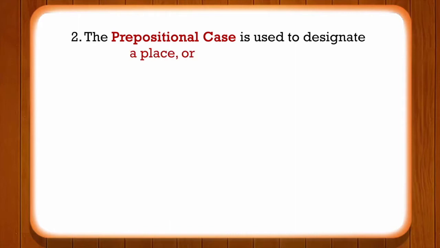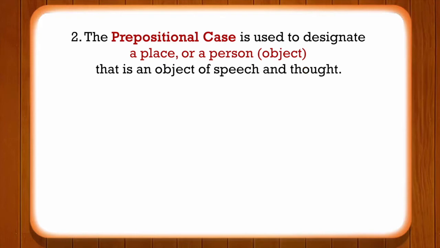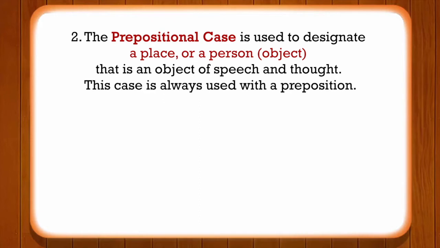In the prepositional case, as you can see, it is used to designate a place or a person or object that is an object of speech and thought. With the help of prepositions like в and на, which mean in, at, we locate the object. This case is always used with a preposition. That is why it is known as the prepositional case, or предложный падеж. Предлог means preposition. Now let's see some examples.